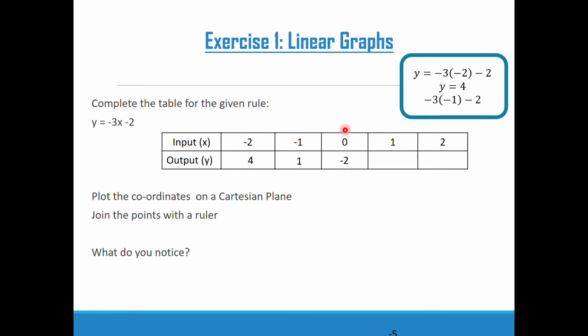Okay, and then you can substitute the next one, which is 1, and you'll get -5 as your answer. Substituting 2, and you should get -8 as your answer. Alright, so this is the easy part. Now we need to plot these points on a Cartesian plane.